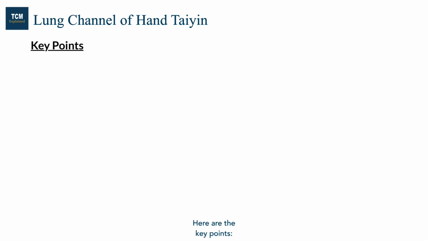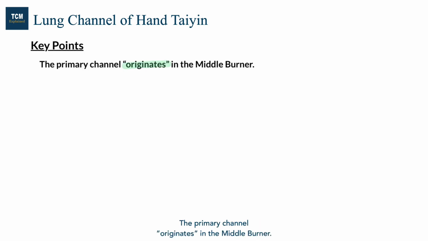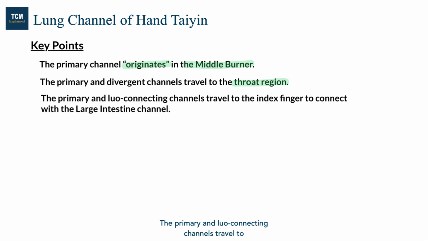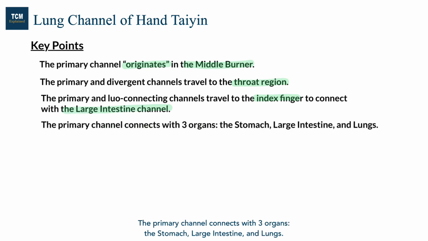Here are the key points. The primary channel originates in the middle burner. The primary and divergent channels travel to the throat region. The primary and luo-connecting channels travel to the index finger to connect with the large intestine channel. The primary channel connects with the three organs, the stomach, large intestine, and lungs. The lungs are the lung primary channel's associated yin organ, and the large intestine is the internally externally related yang organ.